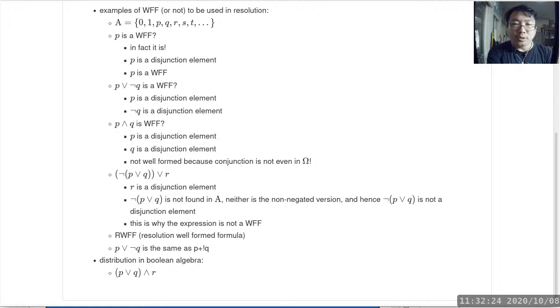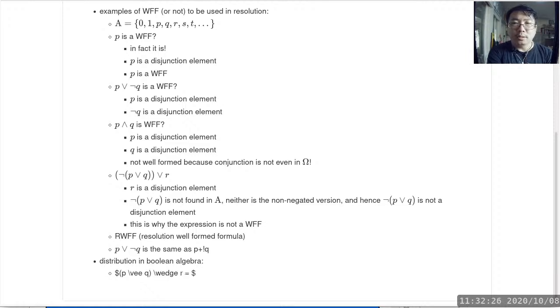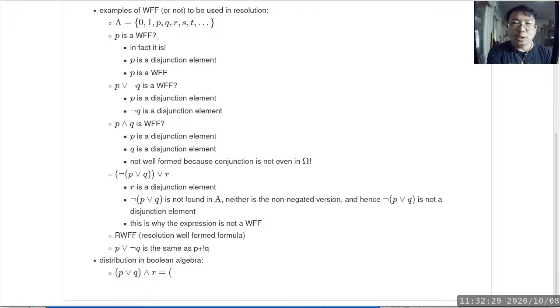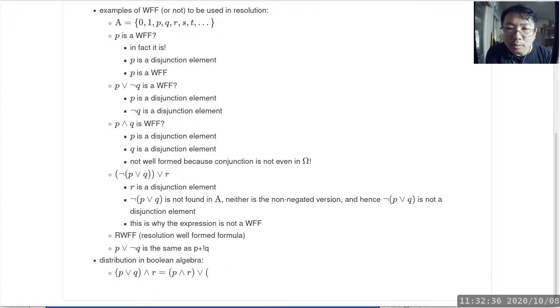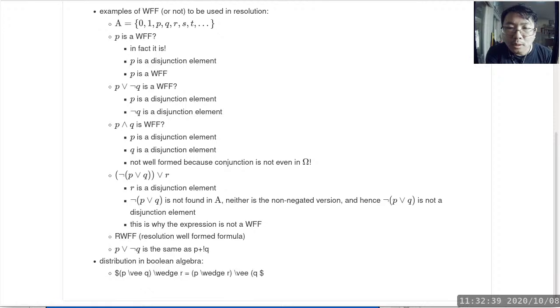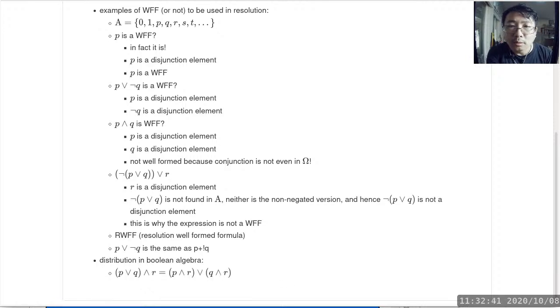Using the longhand notation, this whole thing is the same thing as P and R or Q and R. So that's one distribution, which is consistent with what you already know in normal algebra. If you replace this with normal addition and this one with normal multiplication, you will see that yes, this is the same kind of deal that we have in normal algebra.